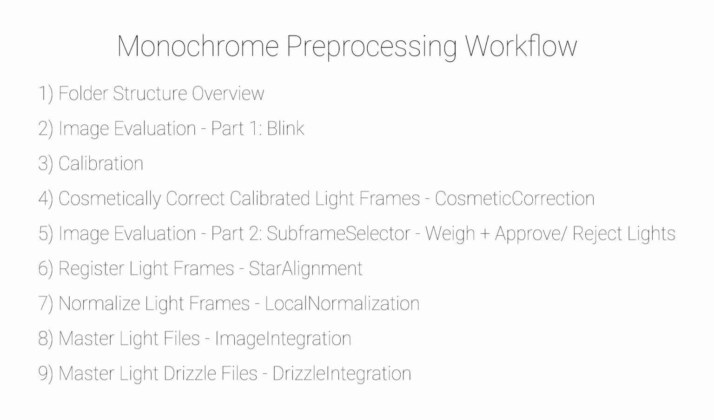So here's a high-level overview. After the calibration steps, we will move into cosmetically correcting our calibrated light frames, and then we will move into grading our calibrated and cosmetically corrected light frames in SubframeSelector. And then after that, we will take the calibrated, cosmetically corrected, and graded light frames, and we will register them in StarAlignment, and then we will do some local normalization, and then we will integrate them using ImageIntegration and DrizzleIntegration to create 3 master light files for HA, O3, and S2.